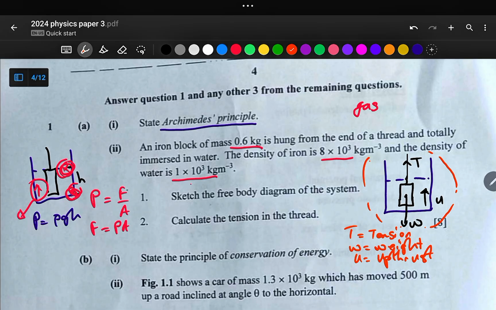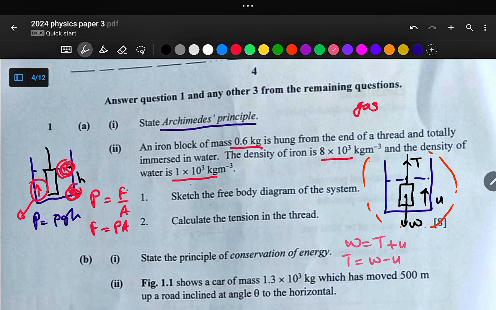And then in the second part of the question, we are required to calculate the tension in the thread. Given that this system is in equilibrium, the forces acting upwards must be equal to the forces acting downwards. We only have one force acting downwards, that is our weight. So weight will be equal to tension plus upthrust. But in this case, we are going to calculate tension. Therefore, tension is equal to weight minus upthrust.